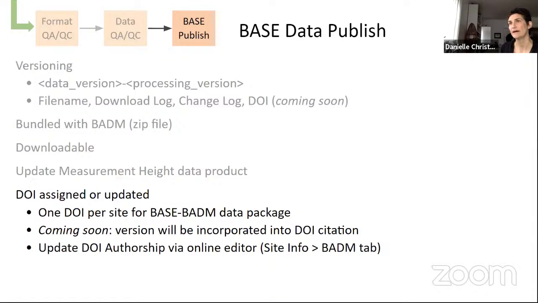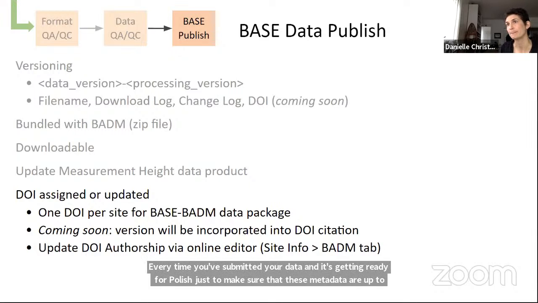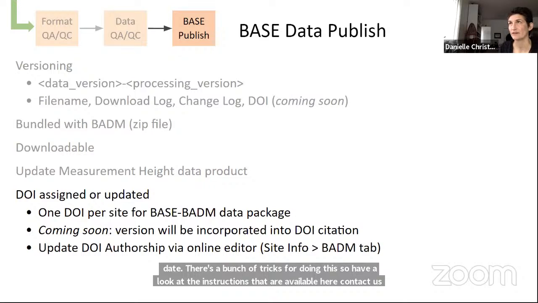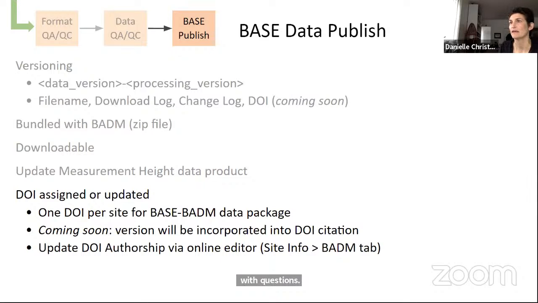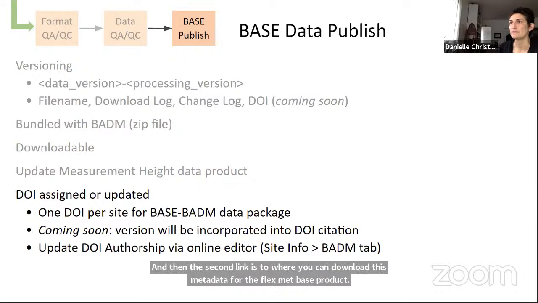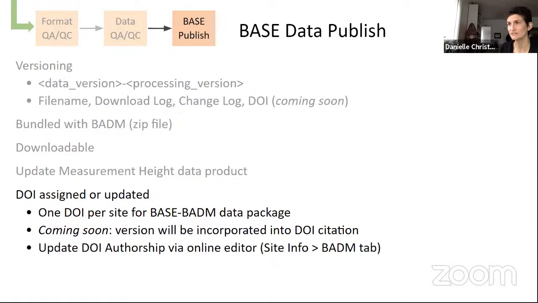Okay, and finally, just a few notes about the DOI. So the DOI only gets assigned once your base data product is made available, and it's per site. So you won't have one until you have data published for the first time. We are, as I mentioned, going to be updating the DOI citation to include the version, the most recent version that was published.